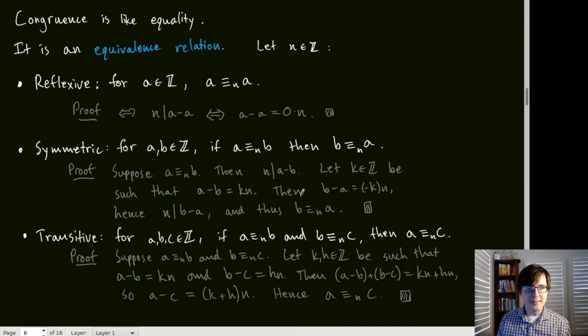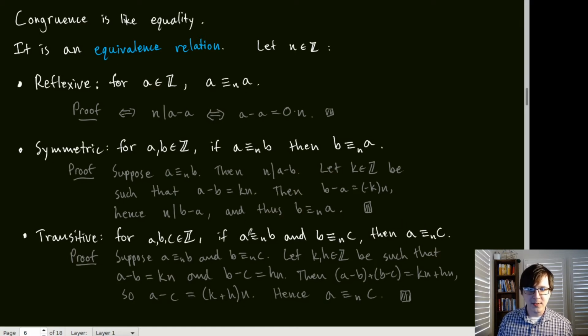Okay, so that's symmetry. And now transitivity. The previous two, any mathematician would probably call trivial, because you just expand out the definitions, and by piecing the definitions together, you can see that it's true. Transitivity is a little less trivial. If we have three numbers, A, B, and C, where A is congruent to B mod n and B is congruent to C mod n, then A is congruent to C mod n.